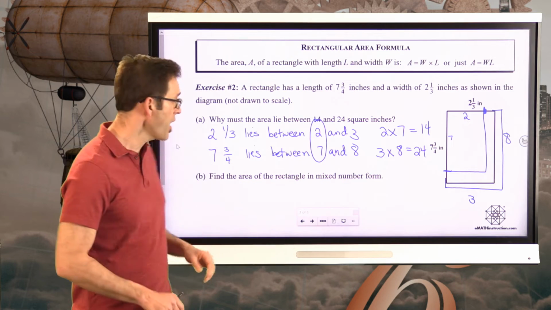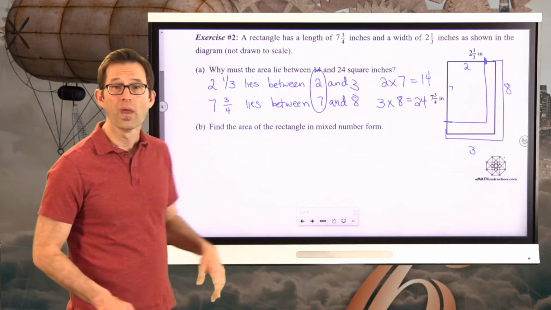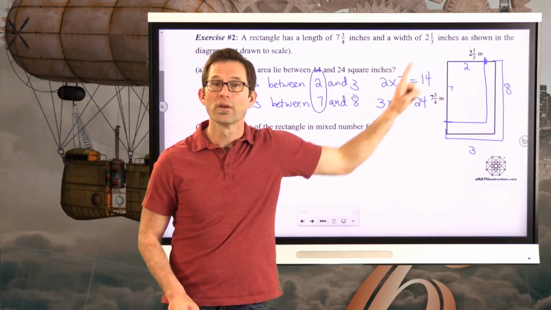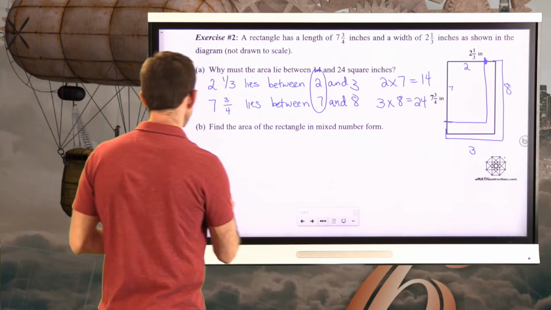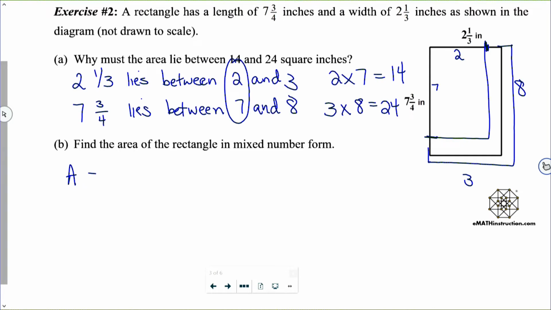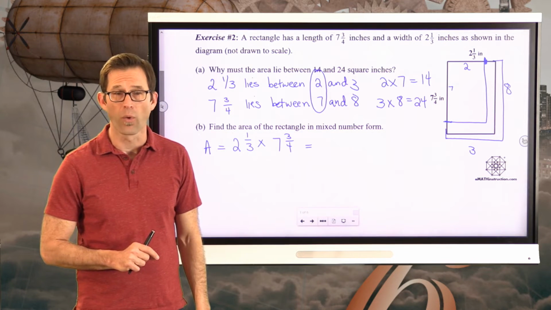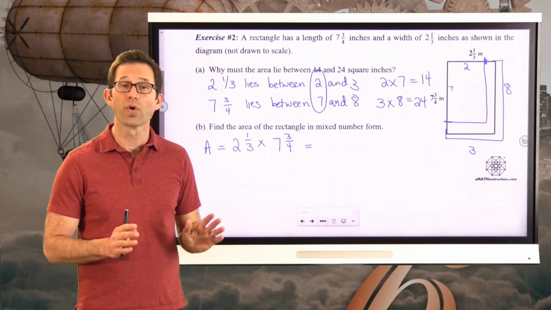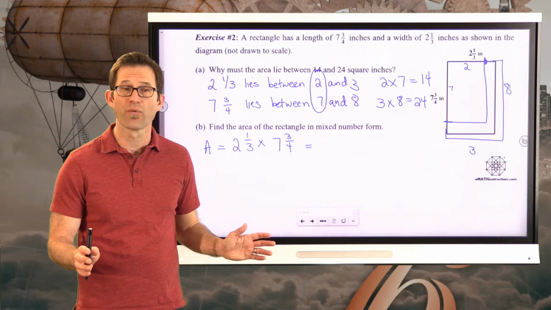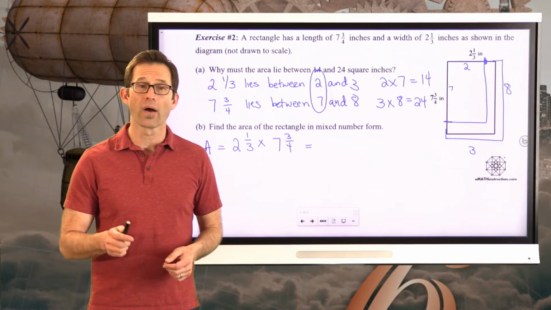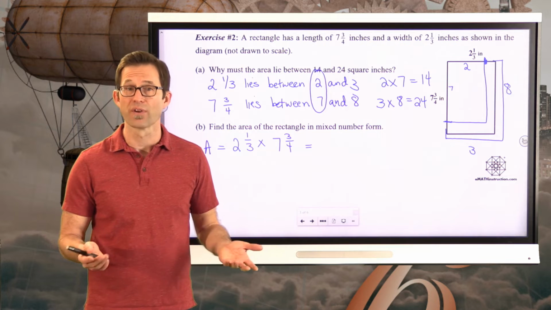All right, so the area, regardless, is going to be 2 1/3 times 7 3/4. So let's just write that down to begin. The area is going to be 2 1/3 times 7 3/4. Now, that's somewhat challenging to do because these fractions are written in mixed number form. But we can convert them to improper fraction form, and then we can use our standard algorithm for multiplying two fractions to figure out the answer.